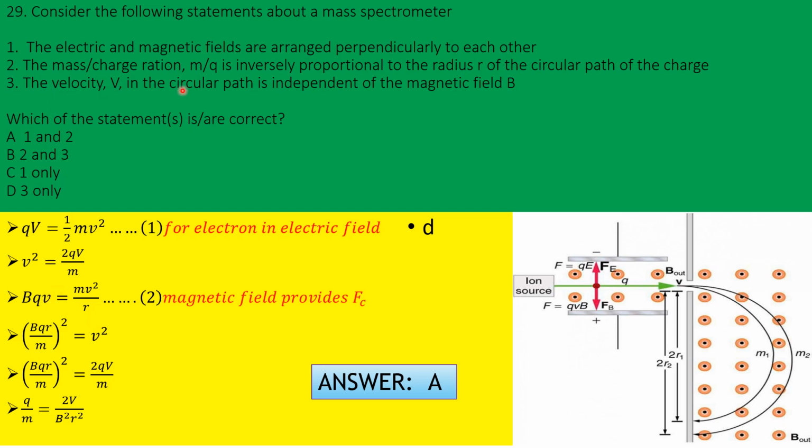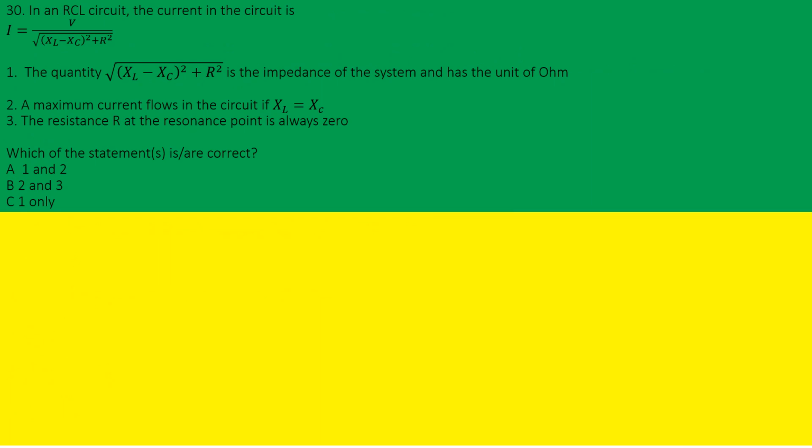The velocity v in the circular path is independent of the magnetic field. That's not true. The velocity, look at the velocity here in the magnetic field, depends on the magnetic field intensity. This is it here, right? So it's not independent. So one only is correct, so our answer is C here. Answer is actually C.